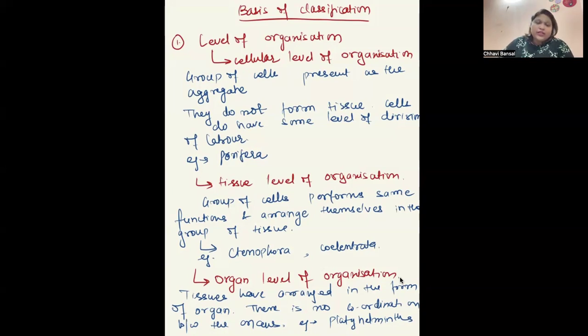Next is tissue level of organization. In this, the group of similar cells performing the same function have formed the tissues. Okay, they have arranged themselves in the form of tissues, and this is called tissue level of organization. The next two phylums, Ctenophora and Coelenterata, have tissue level of organization. Third, organ level of organization. Now, the tissues have arranged themselves in the form of organs, but the organs are not working coordinatedly. Means each organ is working independently. So that level is called organ level of organization. The only phylum that has organ level of organization is Platyhelminthes.